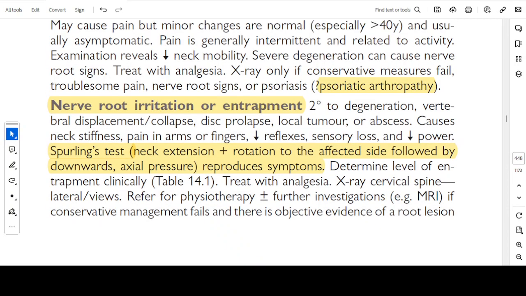Determine the level of entrapment clinically. Treat with analgesia. X-ray cervical spine, AP or lateral views. Refer for physiotherapy plus further investigations, for example an MRI, if conservative management fails and there is objective evidence of a root lesion.